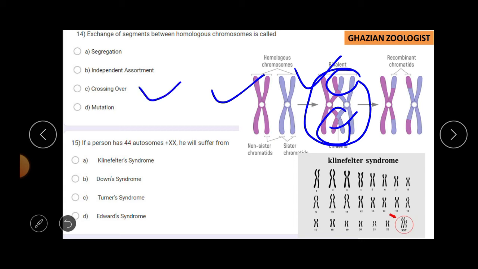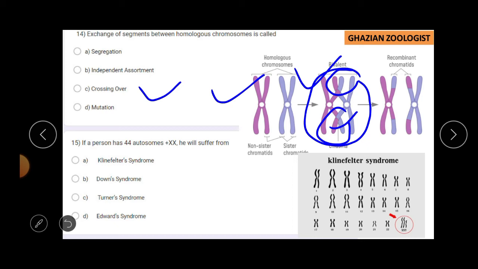Segregation is the separation of chromosomes, the separation of genes. Independent assortment means the alleles are independently segregated. And crossing over is our best option. After that, mutation is a change in a gene, which may be deletion of a gene or addition of a gene, which results in different non-disjunctions.